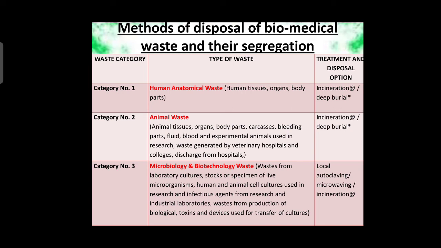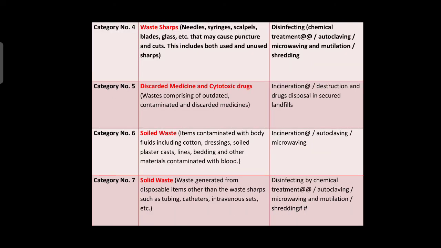Category 3 is microbiology and biotechnology waste, for which we use autoclaving, microwaving or incineration. Category 4 is waste sharps like needles, syringes, scalpels and blades. The methods of disposal are disinfecting, chemical treatment, autoclaving, microwaving, or mutilation and shredding. Category 5 is discarded medicine and cytotoxic drugs. What is the disposal method? Incineration, and destruction of drugs in a secure landfill.